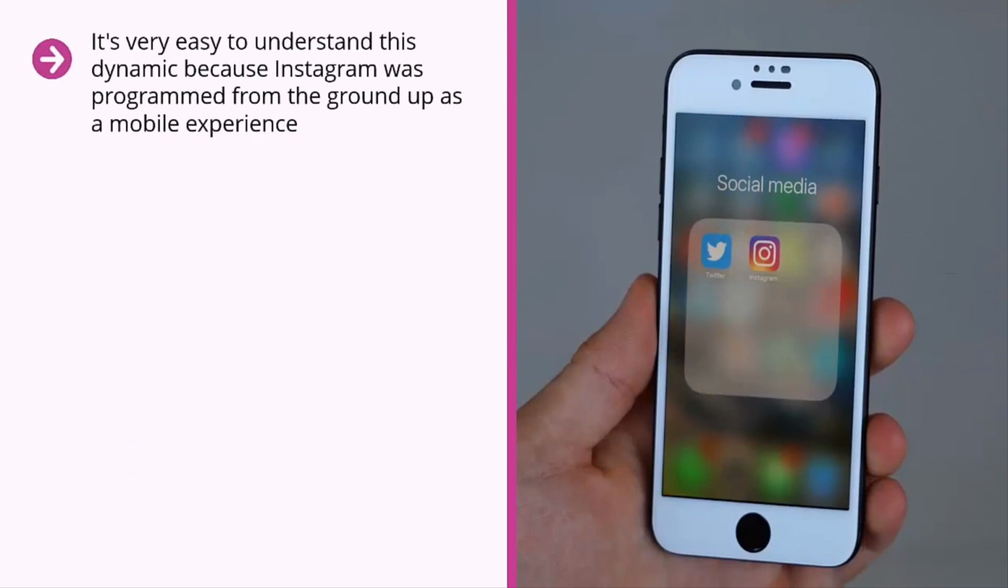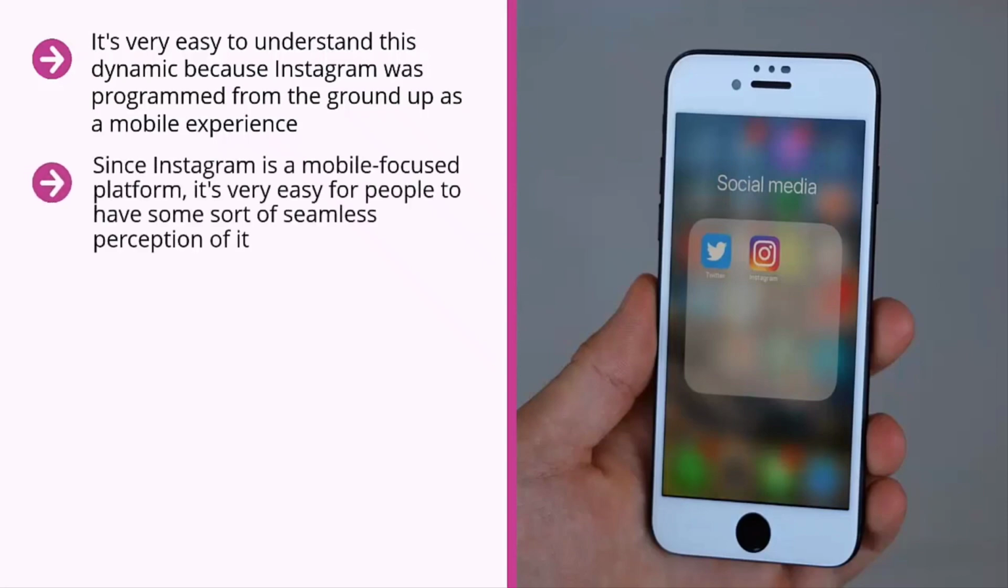It's very easy to understand this dynamic because Instagram was programmed from the ground up as a mobile experience. This is a far cry from Facebook, which, of course, was built primarily for the desktop. Since Instagram is a mobile-focused platform, it's very easy for people to have some sort of seamless perception of it. It just becomes part of their daily routine. They treat Instagram the way many people used to read the newspaper first thing in the morning.